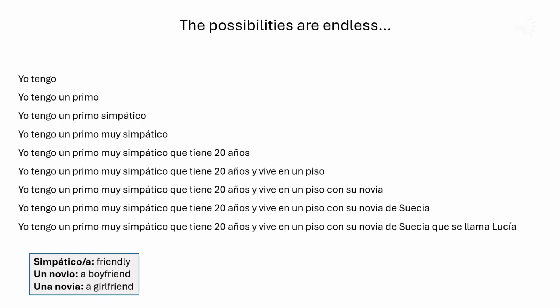Yo tengo un primo muy simpático que tiene 20 años y vive en un piso con su novia de Suecia que se llama Lucía. I have a cousin, a very friendly cousin, that is 20 years old and lives in a flat with his girlfriend from Sweden, whose name is Lucia. Wow, and you can keep going if you like.